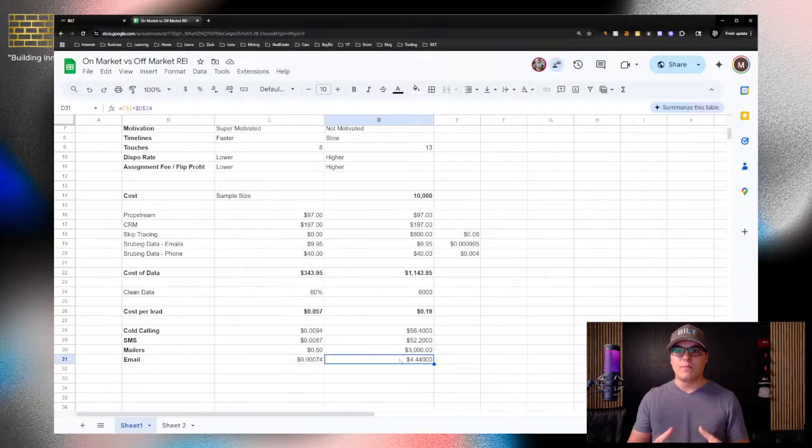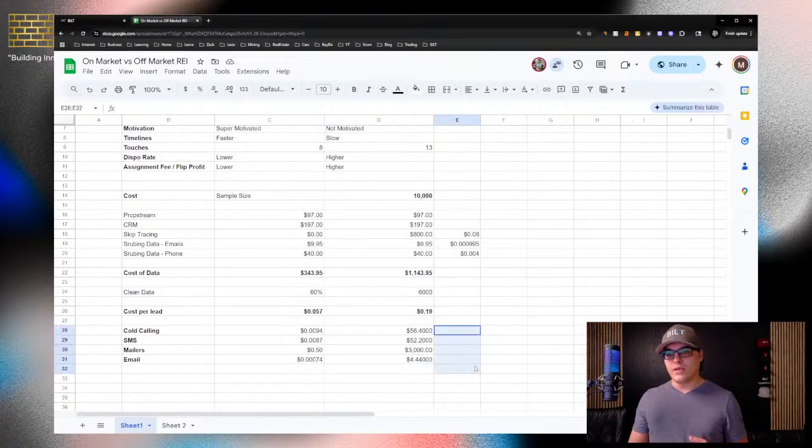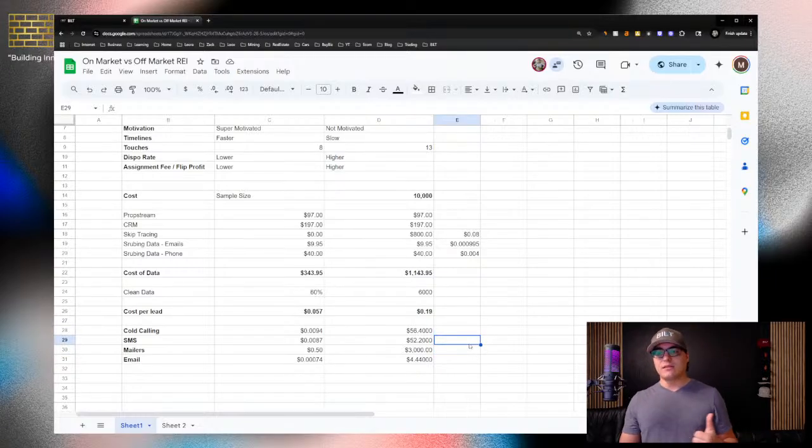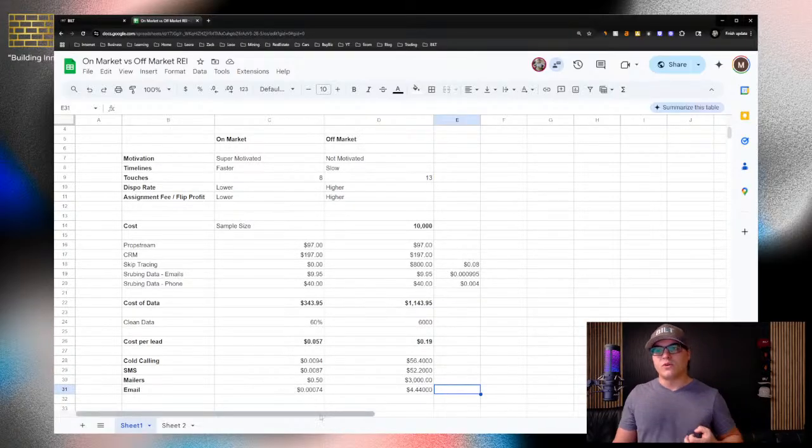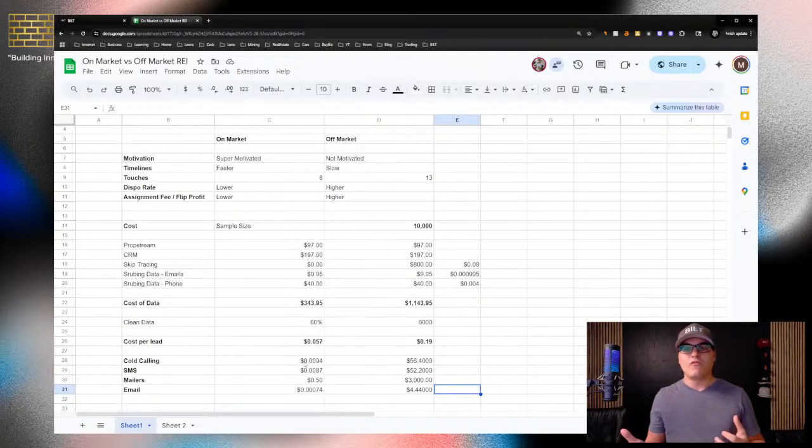If we go by time, we also want to be taking a look at how long these will take, right? Cold calling is the longest, as well as mailers, which will always be the longest. And then SMS is always going to be the fastest, as long as you can get away with compliance, right? And then email will always be the second fastest in this regard. So that's breaking this down step by step, making it as simple as possible for you guys, for both the on-market deals and the off-market deals.